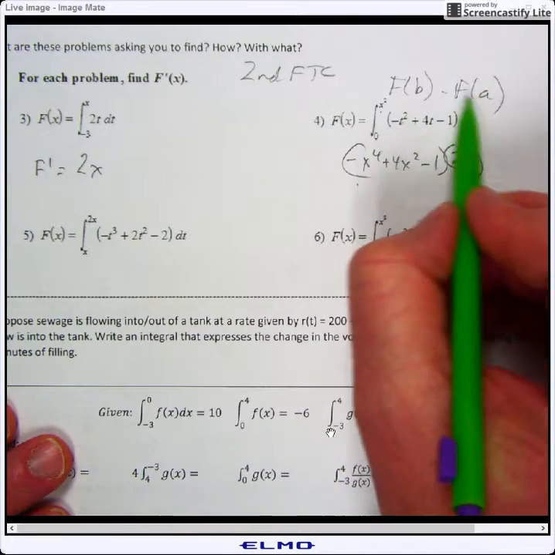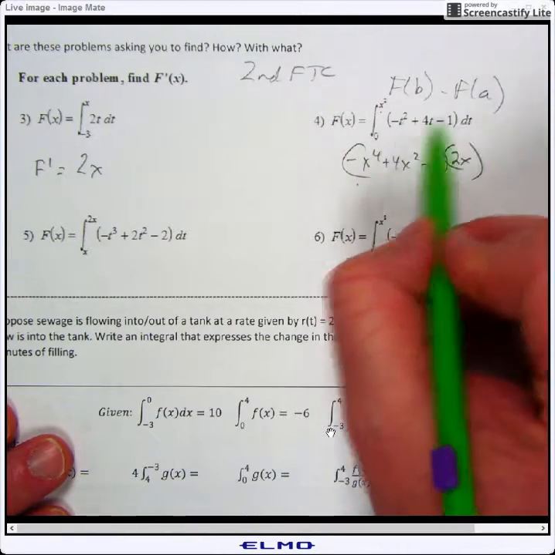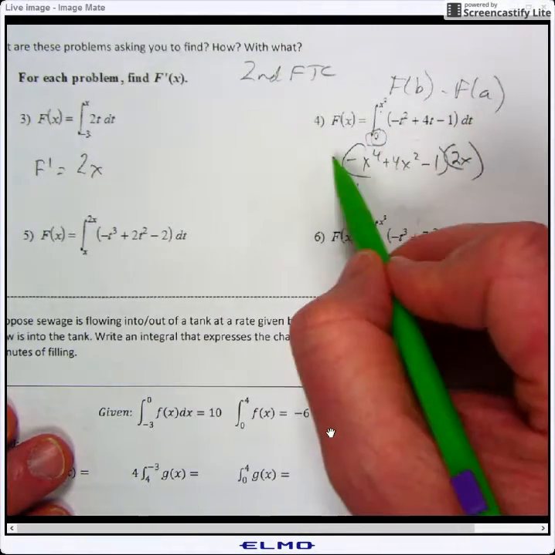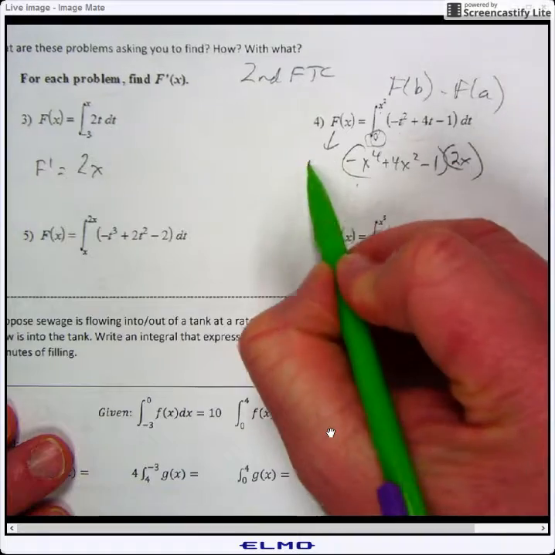The reason why we can use this shortcut is f of a should give you an answer that is a numerical answer. When you take the derivative of it, because we're really finding the derivative, it goes away.